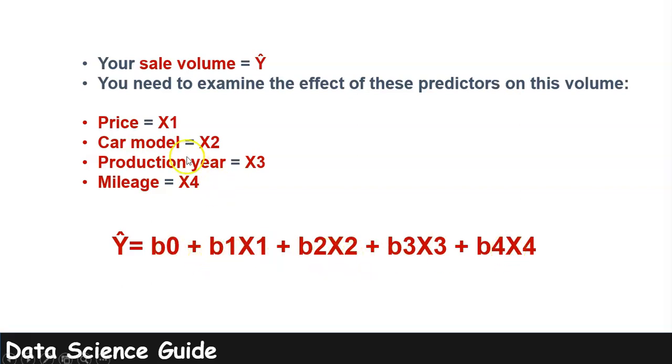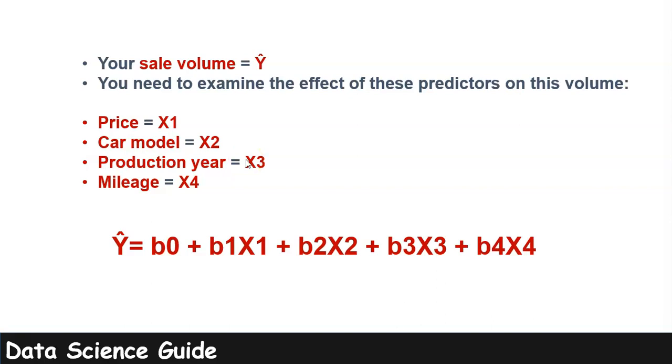The question here: do all these variables have a significant influence or effect on the sales volume? In the beginning, we assume that all these independent variables should be in our calculation, but not all of them. Maybe only one or two have a real impact on the sales volume. Maybe the price, maybe the car model, maybe the production year, maybe the mileage. So the regression model will find that after the model is built.